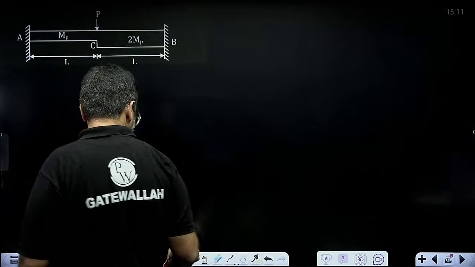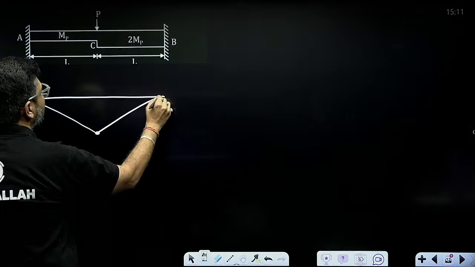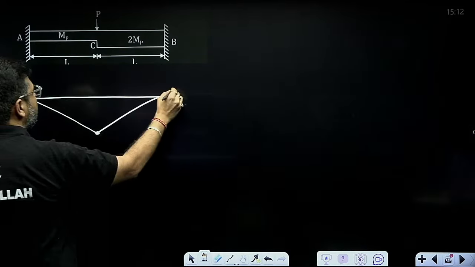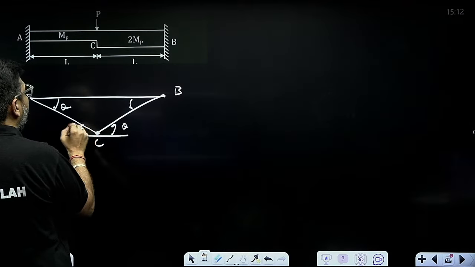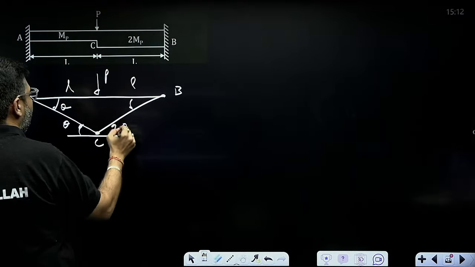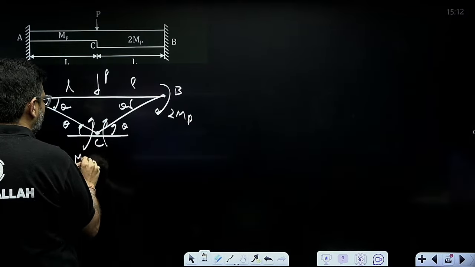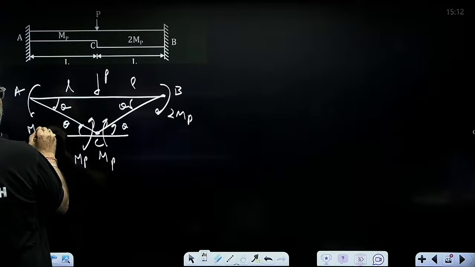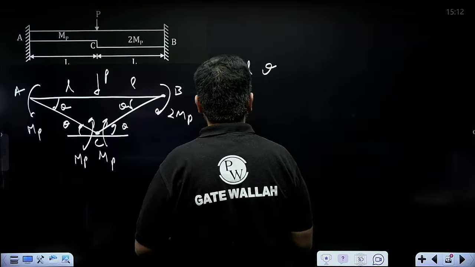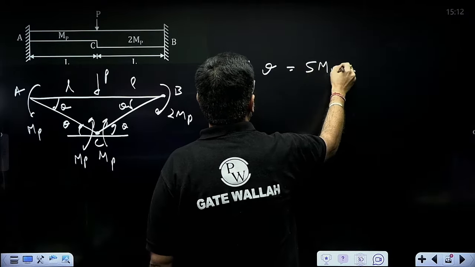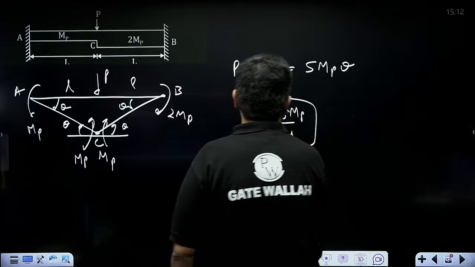So, this is my collapse mechanism here. One hinge at C and one hinge at D, A, B, C. All will be theta, but MP will be different here. Here it is 2 MP. Here it is MP only, lowest of the two we will take, and here it is again MP. Apply principle of virtual work. So, PL theta is equal to 5 MP theta. So P is equal to 5 MP by L is the correct answer.